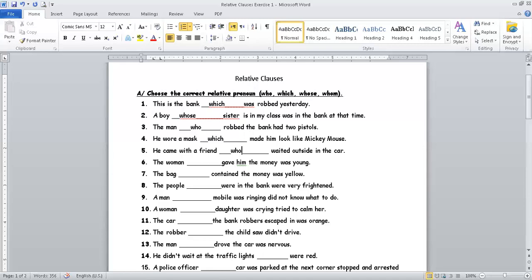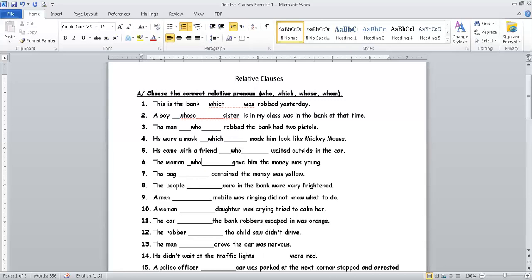6. The woman gave him the money was young. Who gave him the money? The woman gave him the money. So to define the woman, we use the relative pronoun who. The woman who gave him the money was young. Who defines the subject in this sentence, which is the woman. So it's necessary to use who, and you cannot drop it.